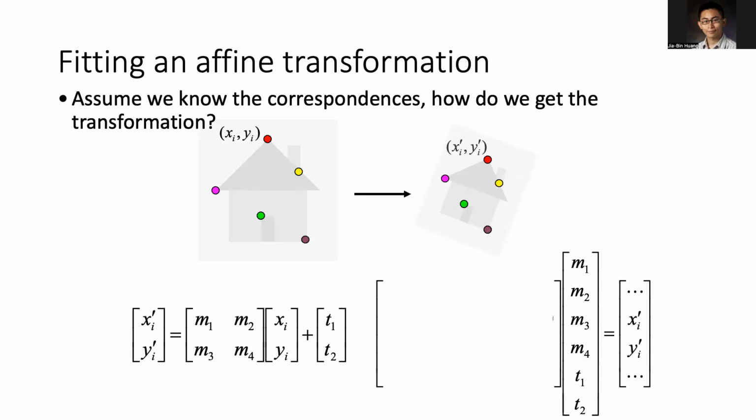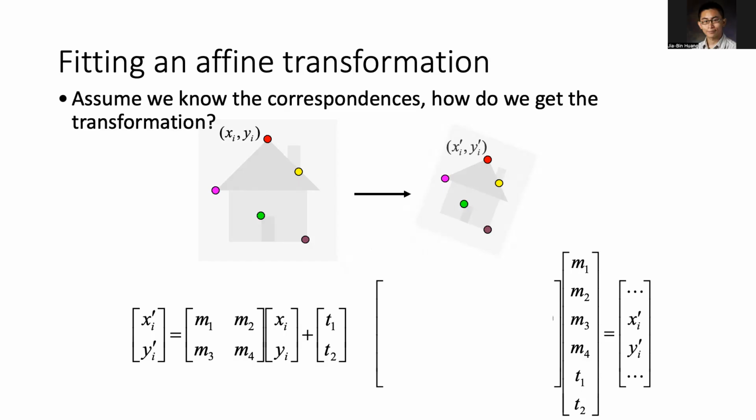Yes. I'm sorry, what's T1 and T2? T1, T2 are the translations. So this part is scaling and rotation, and this one is translation. But the work that you'll be implementing is the homography. That's the most general, right? So you have the whole 3x3 matrix.